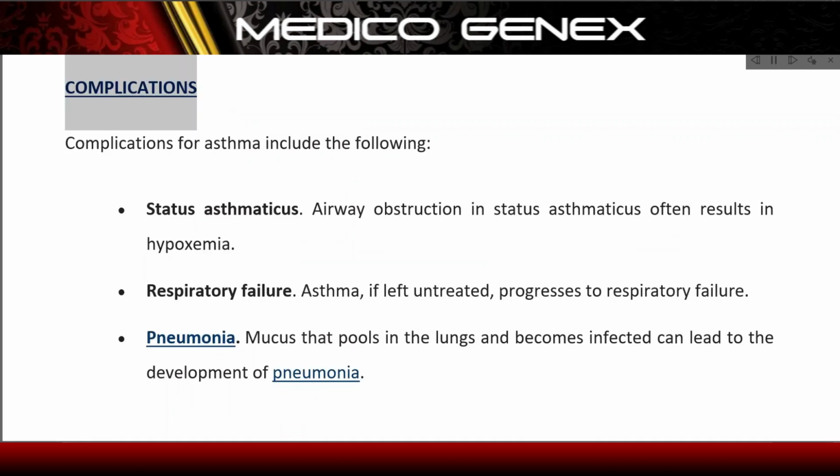Complications. Complications for asthma include the following. Status asthmaticus. Airway obstruction in status asthmaticus often results in hypoxemia. Respiratory failure. Asthma, if left untreated, progresses to respiratory failure. Pneumonia. Mucus that pools in the lungs and becomes infected can lead to the development of pneumonia.